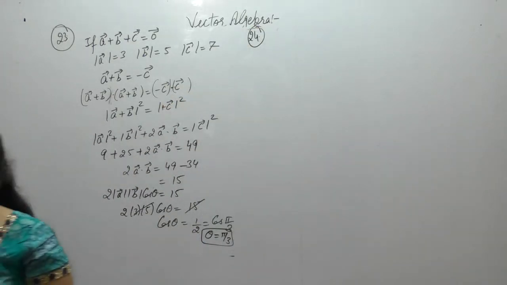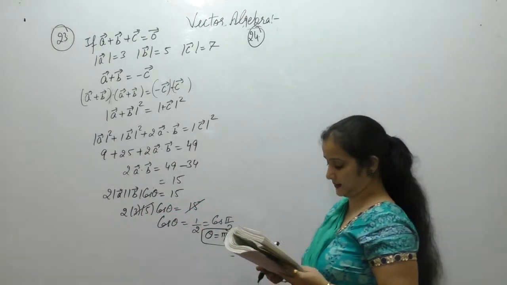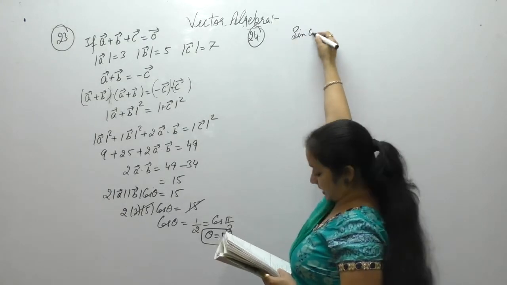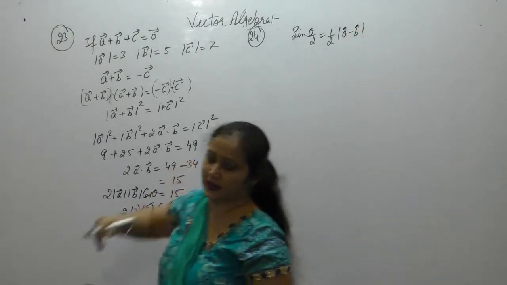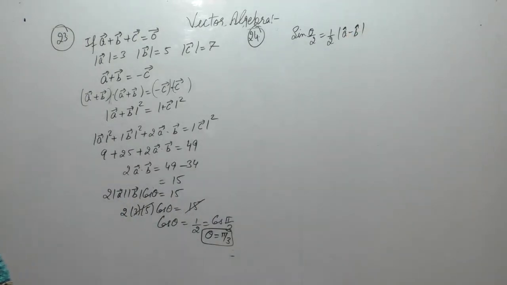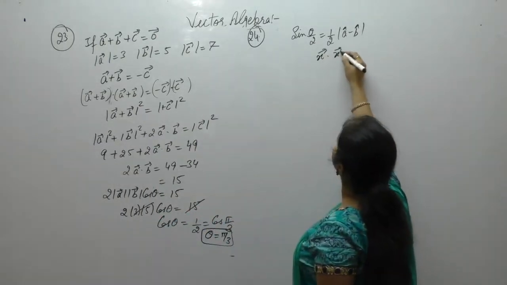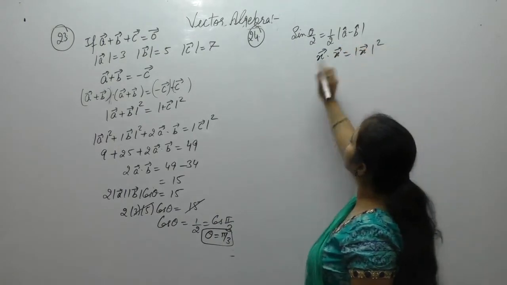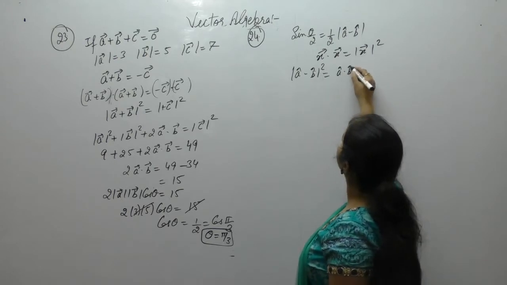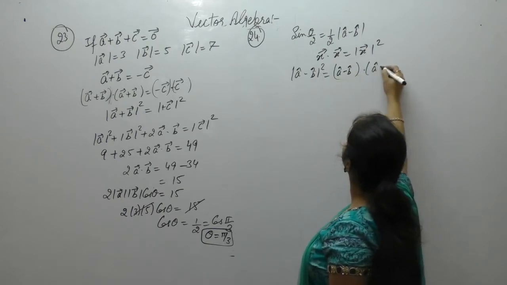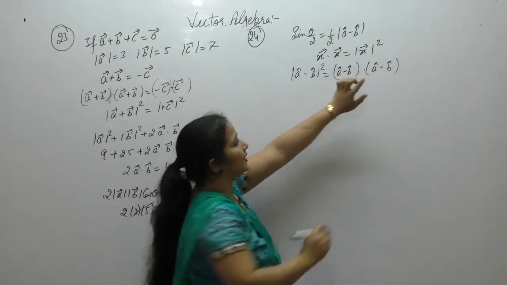Now the next one. If a cap and b cap are unit vectors inclined at an angle theta, then prove that sin theta by 2 is half the magnitude of unit vector a minus unit vector b. Now we know that x vector dot x vector is modulus of x square. Here we want this. So a cap minus b cap whole square is a cap minus b cap dot a cap minus b cap. Now solve the dot product.